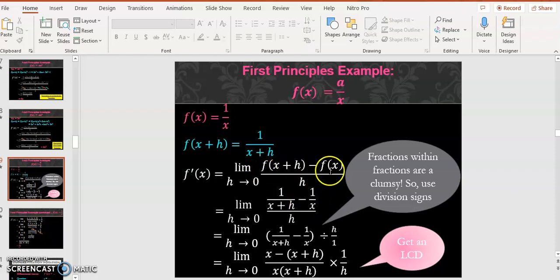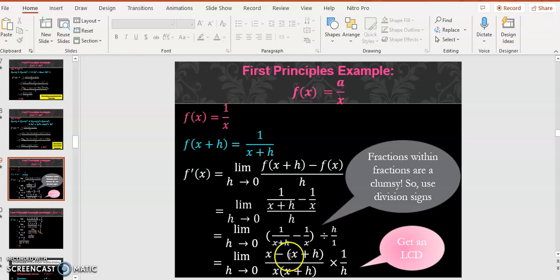Let's go back to the formula. Divided by, so this is the divided by. Divided by what? H. So this is the h. Now, the numerator, we have written it this way, 1 over x plus h minus 1 over x. This division, we can write it this way. Divided by what? H. So h is the same as h over 1.